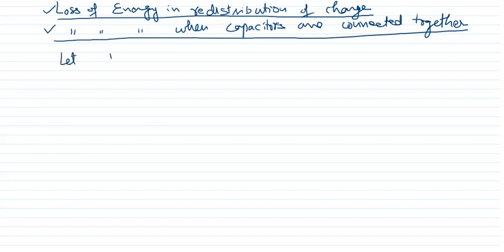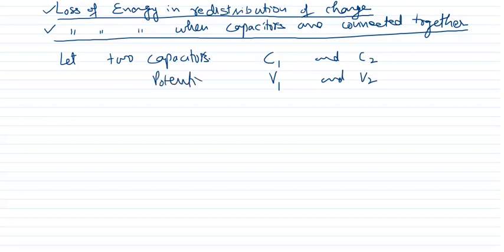First of all, to derive the article we have to consider two things. We are having two capacitors with the capacities C1 and C2, and they are having the potentials V1 and V2. These are the potentials.